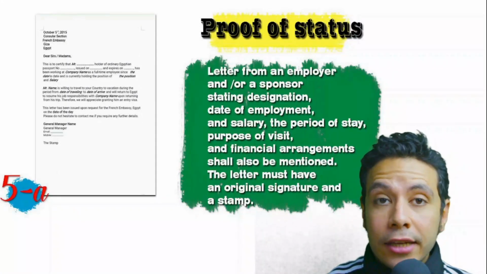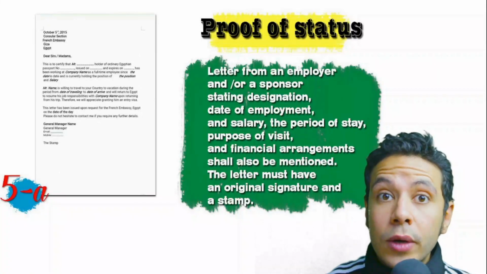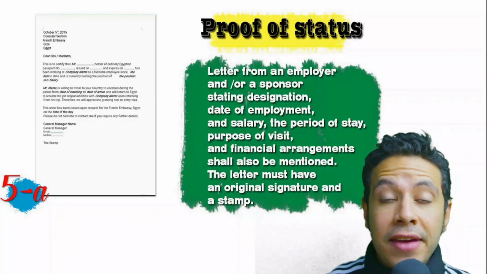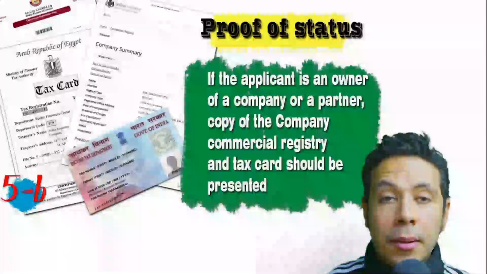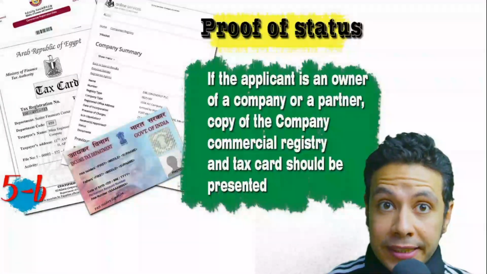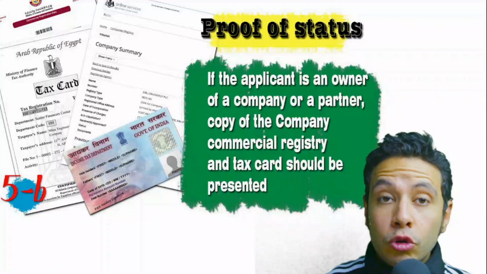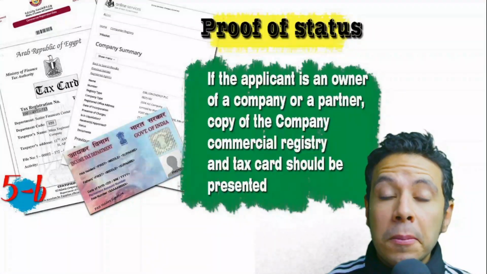And both address and contact numbers should be mentioned also in that letter. And all letters must have an original signature and a stamp. But in case you are the owner of the company or you run your own business, then your commercial registry and your tax card must be presented.